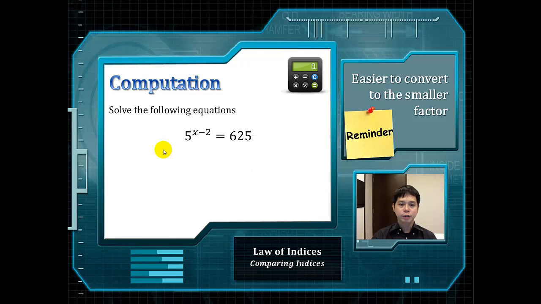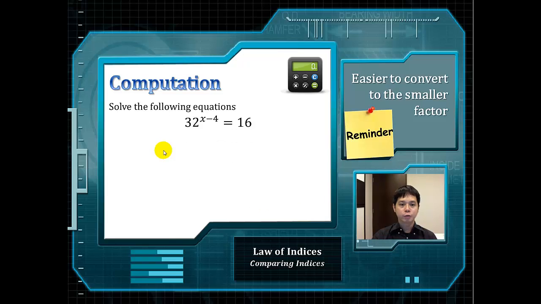Now, looking at this equation, which base should we change to? Yes, some of you may be able to tell that 625 is actually 5 to the power of 4, and hence we can convert to base 5. Since the bases are now the same, we shall compare the indices. Therefore, x minus 2 is equal to 4, and x is equal to 6. Now, it is tempting to use trial and error at times, but I would strongly advise against it, as you may lose valuable marks in your workings.